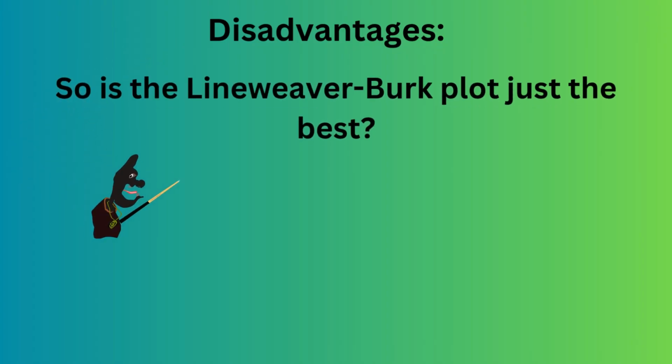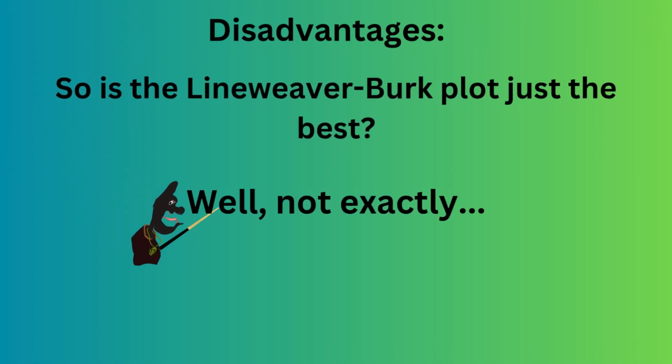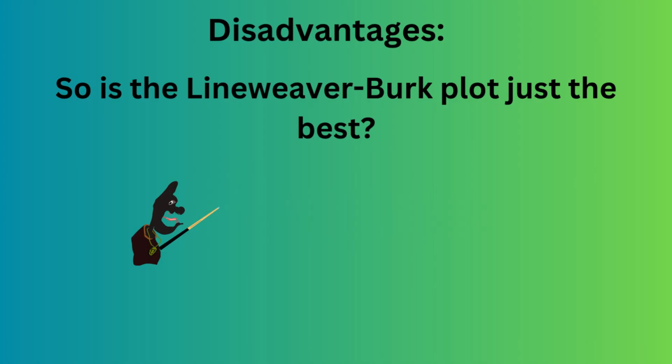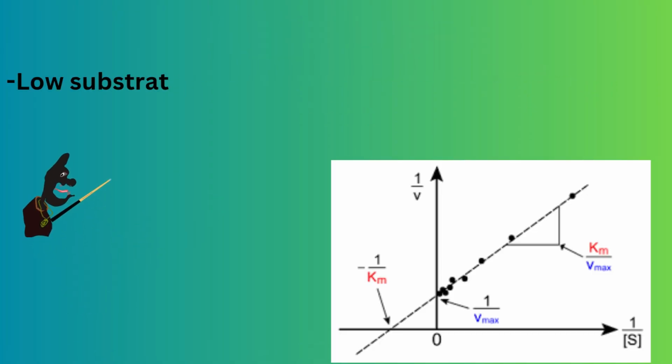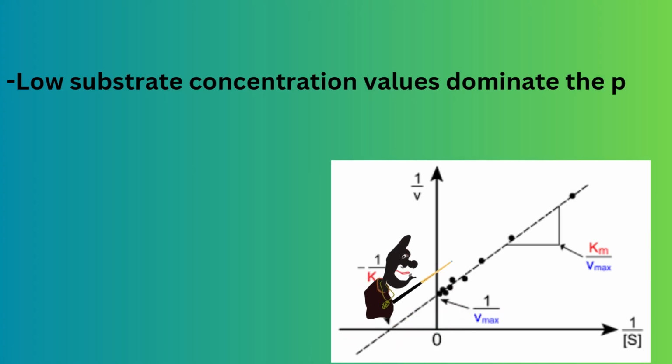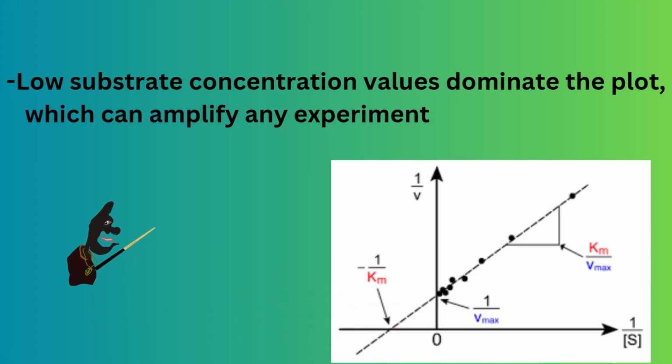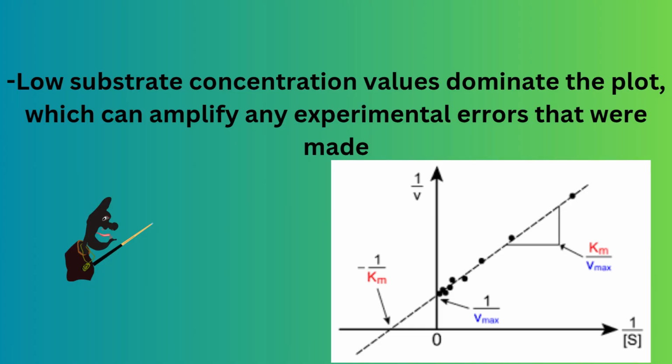So, is the Lineweaver-Burk plot just the best? Well, not exactly. It is useful for comparing enzyme inhibition types and allows direct determination of Vmax and Km from your XY intercepts. However, low substrate concentration values dominate the plot, which can amplify any experimental errors that were made.